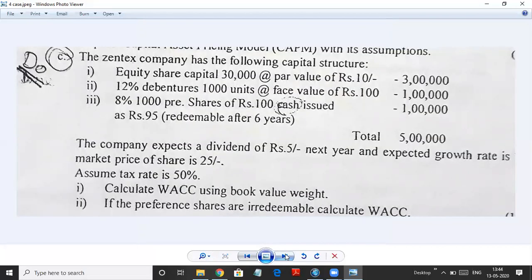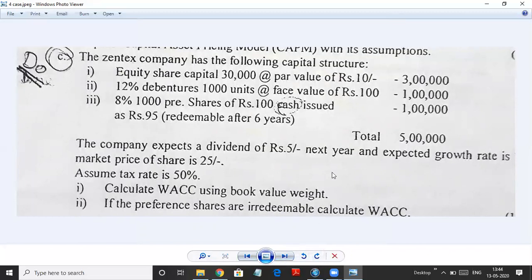The Zentex company has the following capital structure. They give me the equity capital, debentures, and preference shares. The company expects a dividend of ₹5 next year, and expected growth rate in market prices is 25. Assume tax rate as 50%. Calculate WACC using book value weights. If the preference shares are irredeemable, calculate WACC. So these are two different questions. We'll first solve the first one.